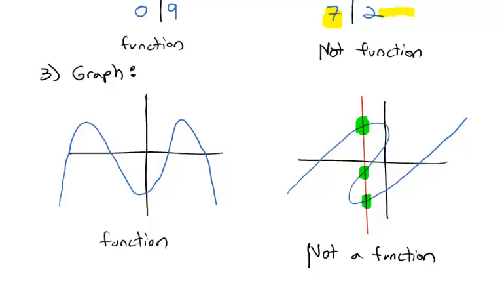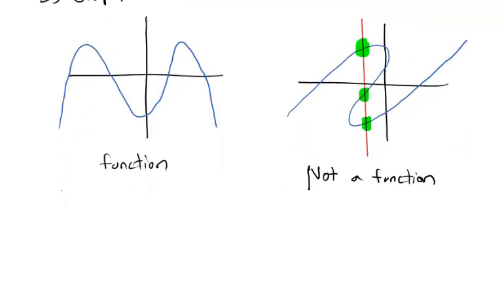So it's pretty easy to identify a graph, a picture, or a table if it's a function or not. We're just trying to see, is there some point that has 2 output values for 1 input value? It might be a little bit more tricky to do it with an equation, but it's still possible.